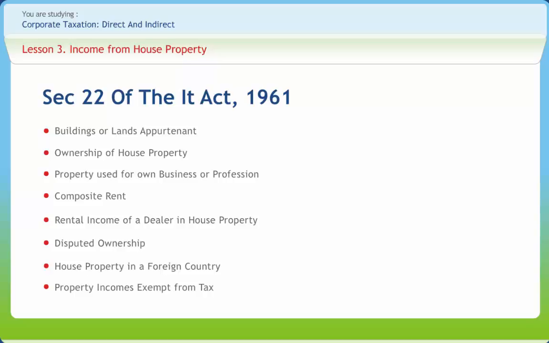Disputed ownership is that if the title of ownership of a house property is disputed in a court of law, the decision as to who is the owner rests with the income tax department. Mere existence of dispute as to title cannot hold up an assessment even if a suit has been filed. Generally, the recipient of rental income or the person who is in possession of the property is treated as the owner.